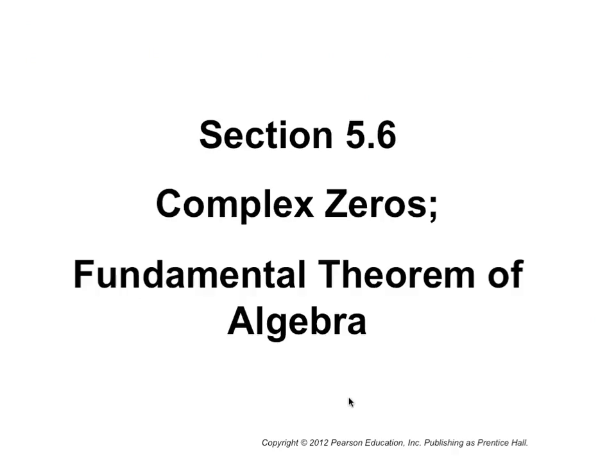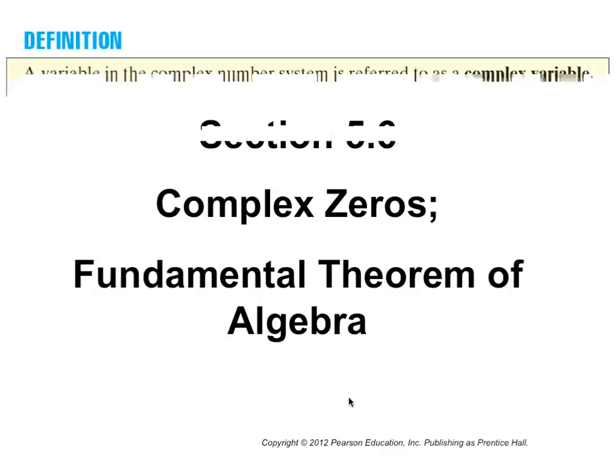Okay, last section talks about complex zeros and the fundamental theorem of algebra. So a variable in the complex number system is referred to as a complex variable. A complex polynomial function, f, of degree n, is in kind of the same form as just your normal polynomial function. But a_(n-1), a_1, and a_0 are complex numbers. a_n cannot be 0, and n is a non-negative integer, and x is a complex variable. As before, a_n is called the leading coefficient, and a complex number r is called a complex 0 if f of r equals 0.